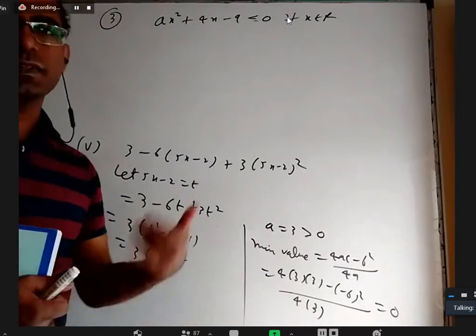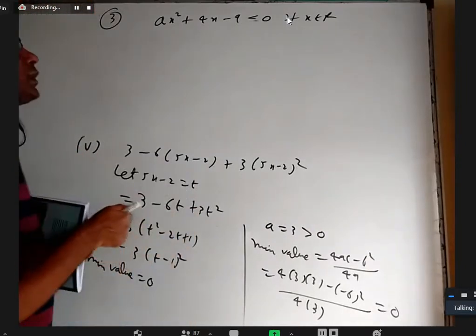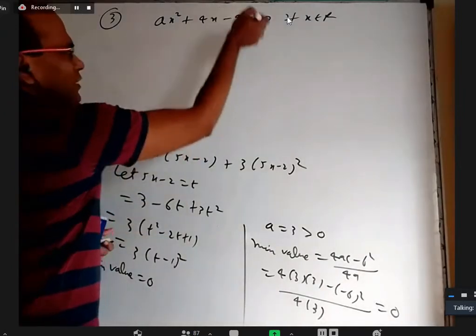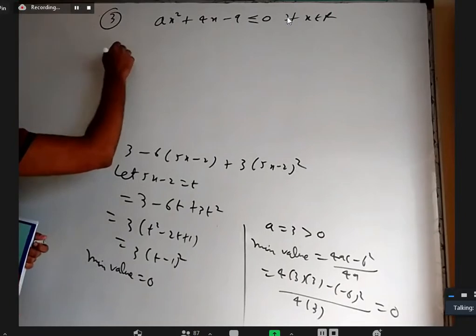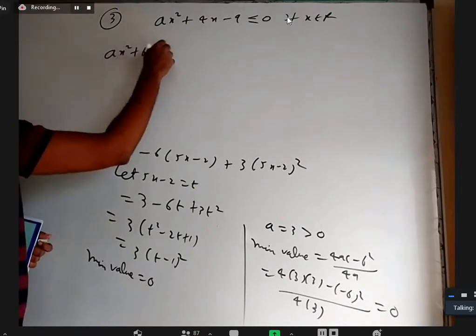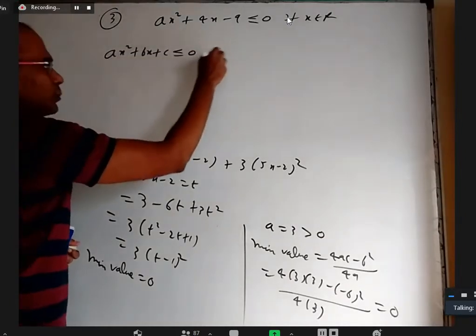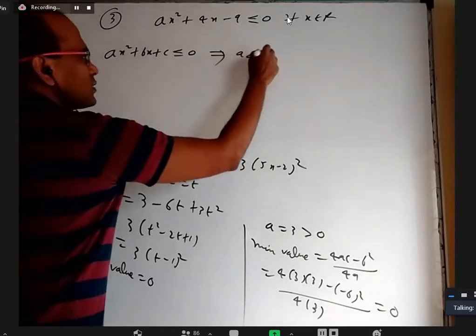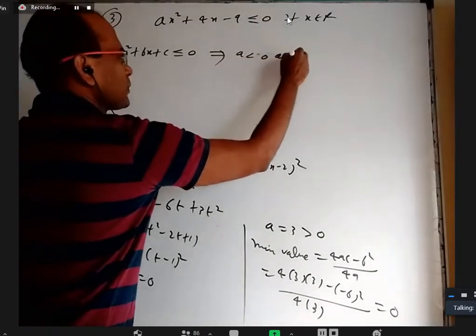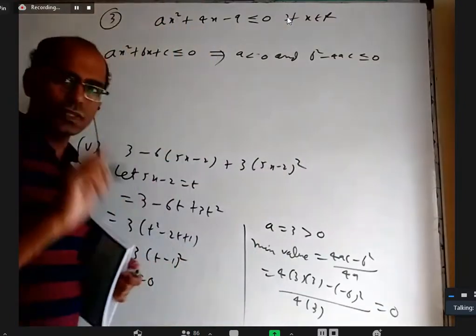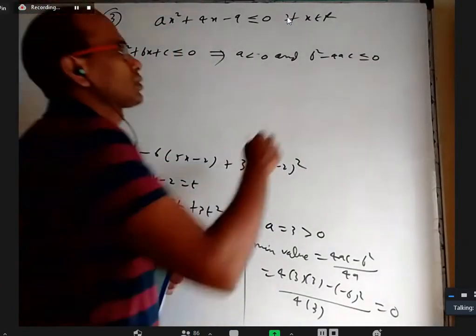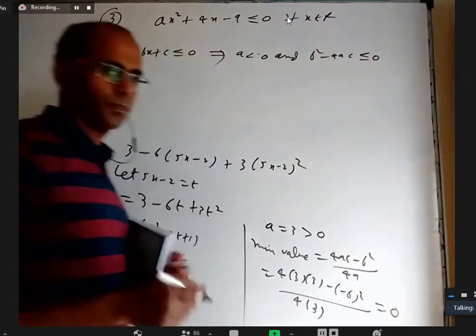If something is less than 0, it is also less than or equal to 0. It is not necessary that it should be a perfect square; the roots can also be complex. So I should write this statement: ax square plus bx plus c less than or equal to 0 implies a less than 0 and b square minus 4ac is less than or equal to 0. It can be less than 0 also, equal to 0 also. It's very important to note that.